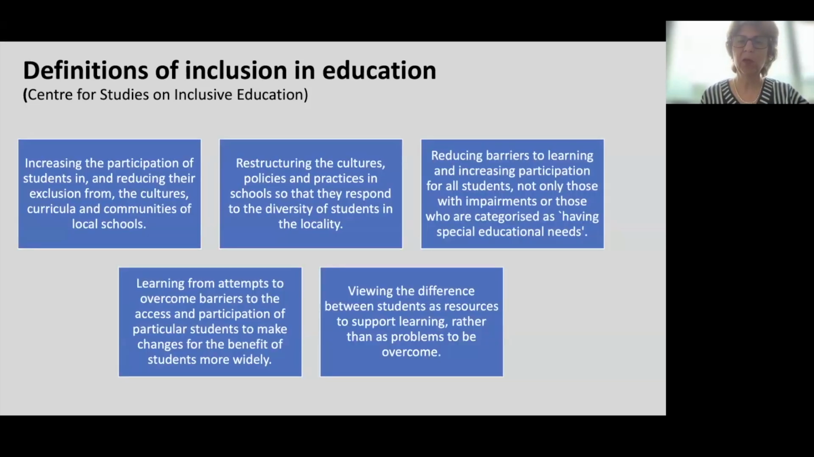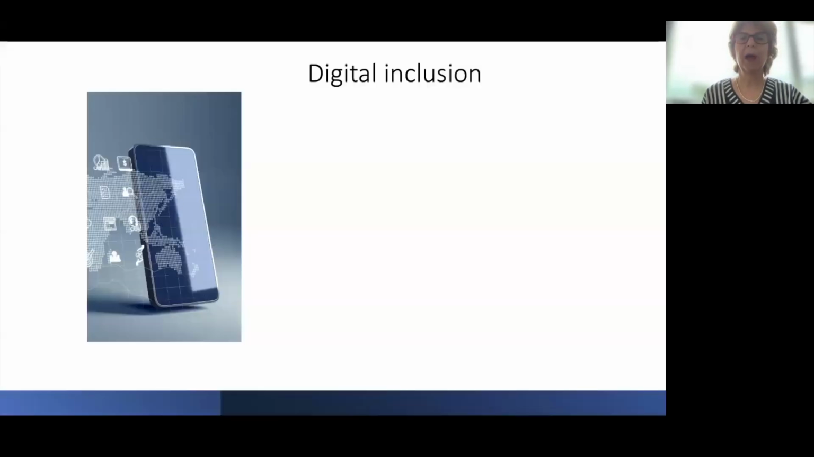And then we need to view the difference between the students as resources to support learning rather than problems to be overcome. And I think this is really important so that we change our attitudes to inclusion and we don't see it as an issue or a problem anymore, but something that we can exploit and use to support all learners, right?